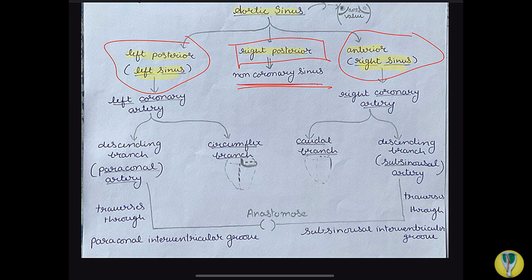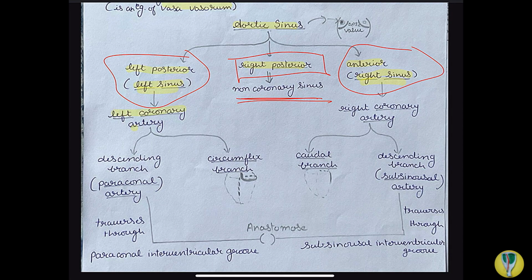From the left sinus we have the right coronary artery, which will divide into 2 branches, the descending branch and the circumflex branch. The circumflex branch will go along the transverse groove of the base of the heart, right? Then the descending branch is also called the paraconal artery. It will traverse through the paraconal interventricular groove and it will anastomose with the descending branch of the right side. It is called the subsinosal artery. So we have the paraconal artery and subsinosal artery, and they will anastomose here towards the apex.